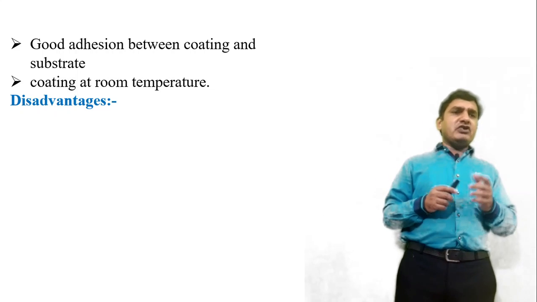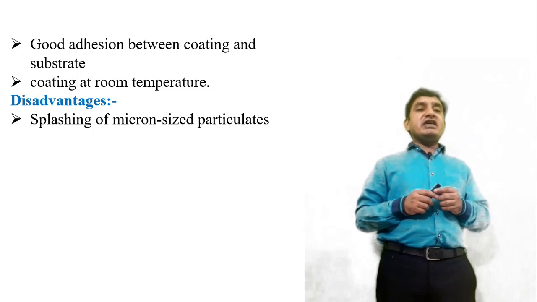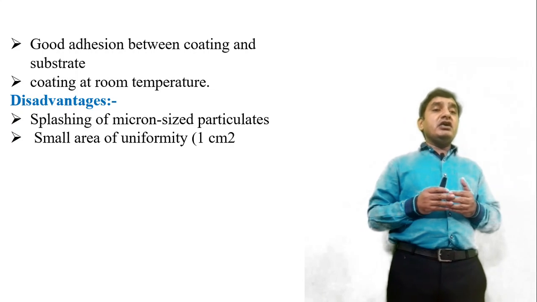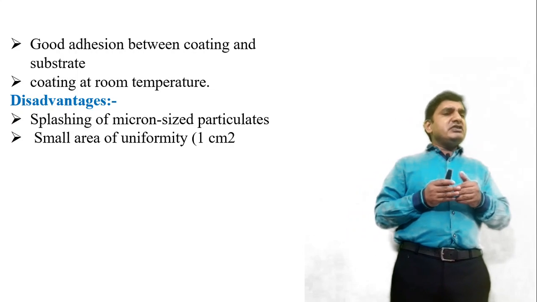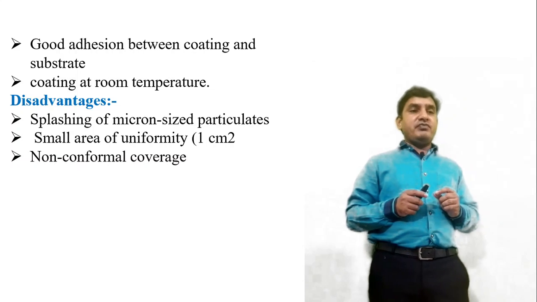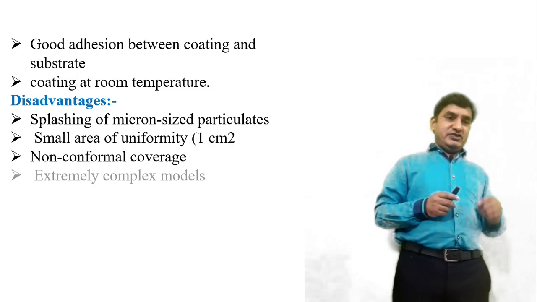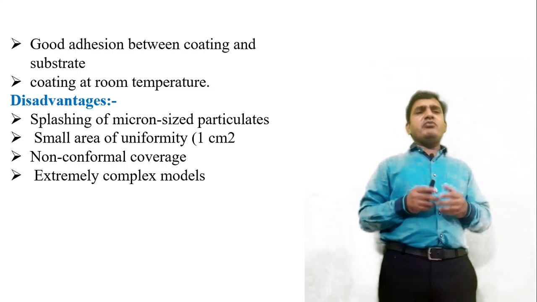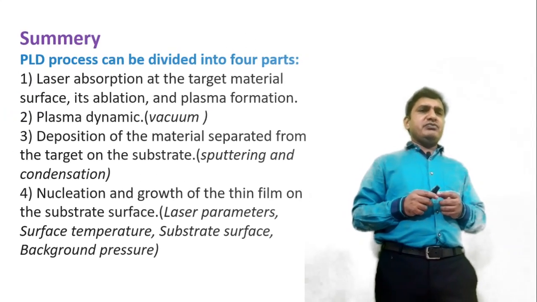There are some disadvantages of this method. Splashing of micron size particulates, then small area uniformity. It is about 1 centimeter square. There is a very small area on which the deposited film is uniform. Then non-conformal coverage, then extremely complex models. These models are extremely complex. So these are the disadvantages of this method.